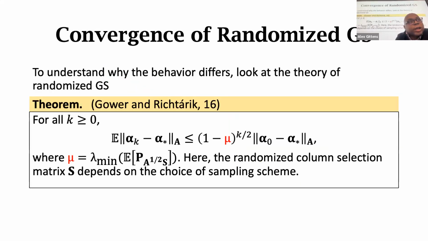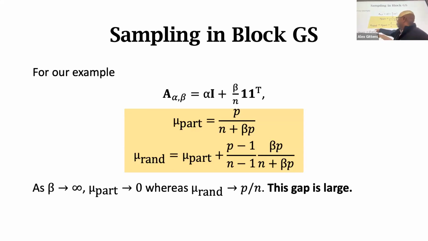Okay, to understand why this behavior differs, you can look at the analysis of randomized Gauss-Seidel. It has a linear rate of convergence where the condition number is controlled by this number here. This is the projection onto the square root of our matrix multiplied by the sampling that we're using. In this case, the sampling matrix is very structured because it corresponds to this fixed partition. Like I said, you can analytically show that there's a big gap between these two methods.